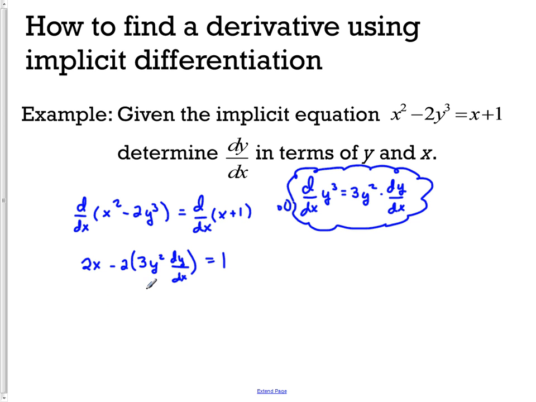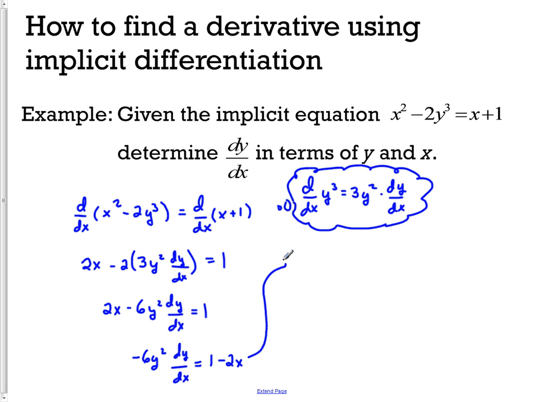And now our job right here is to simplify and isolate dy/dx somehow. That's just a bit of algebra at this point, because we have 2x minus 6y squared times dy/dx, and only 6y squared is multiplied by dy/dx. This is the reason why parentheses are important. So I'm going to subtract 2x from both sides. I'm going to end up with negative 6y squared times dy/dx is equal to 1 minus 2x. And then I'm going to divide both sides by negative 6y squared. So I will end up with an expression that looks like this.